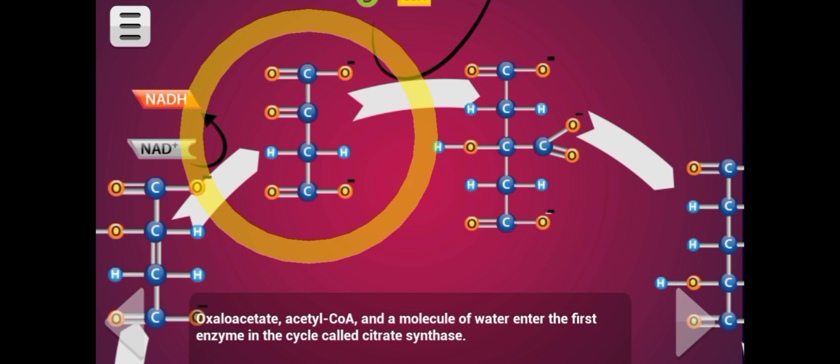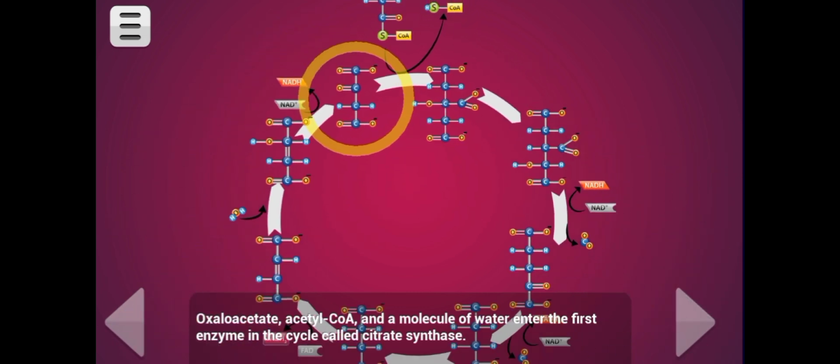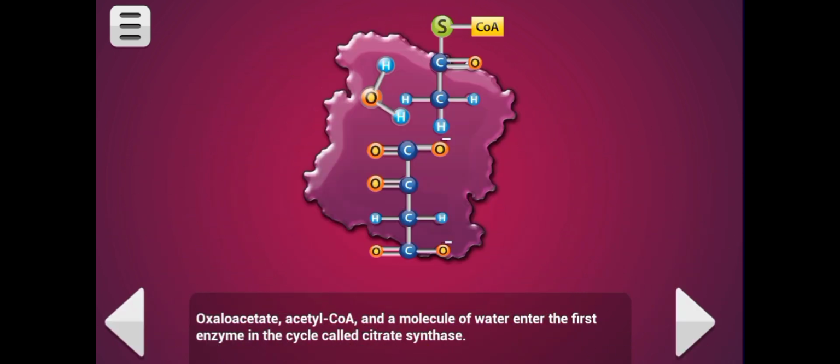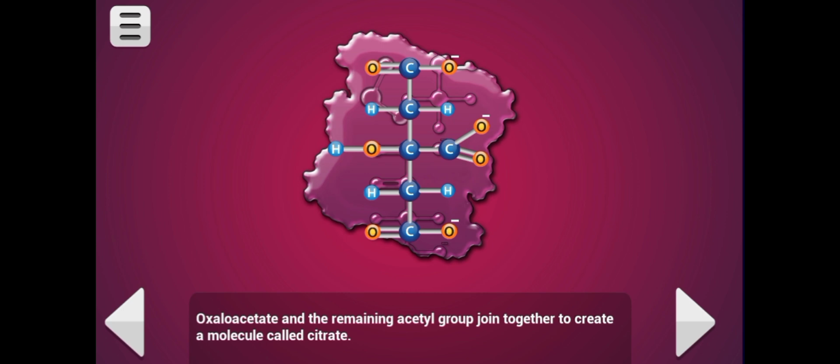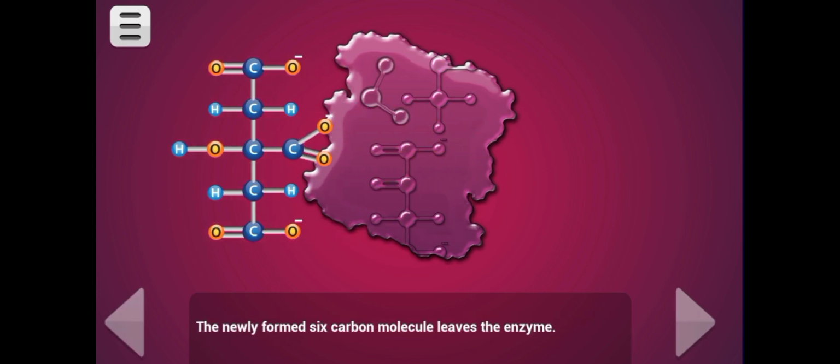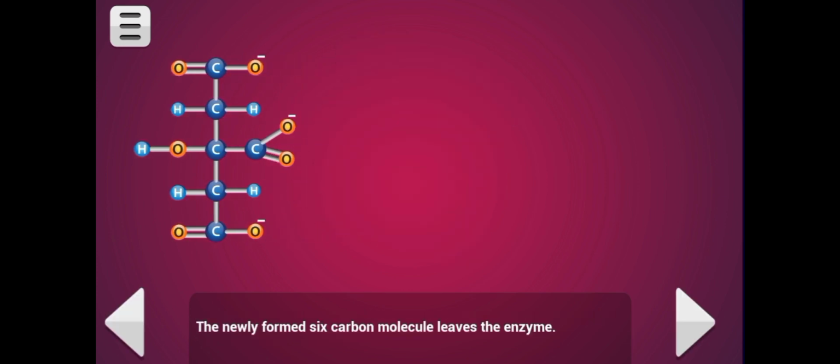Oxaloacetate, acetyl-CoA, and a molecule of water enter the first enzyme in the cycle, called citrate synthase. Then the water hydrolyzes acetyl-CoA, causing the CoA group to break off and leave the enzyme. Oxaloacetate and the remaining acetyl group join together to create a molecule called citrate. And then, the newly formed 6-carbon molecule leaves the enzyme.